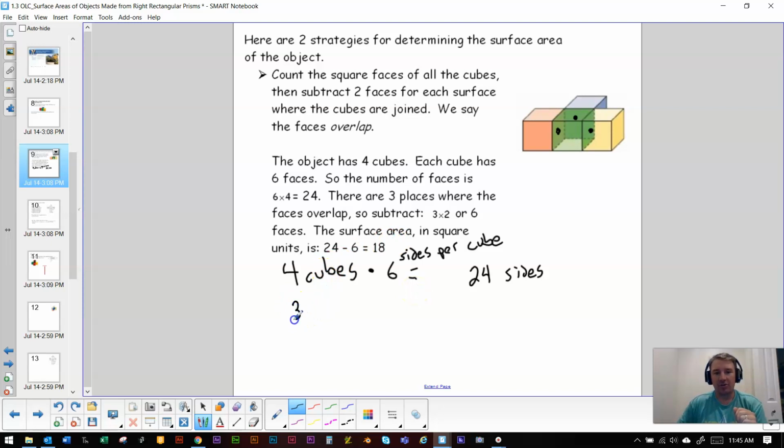So if we've got those 3 interlocking sides, remember we always multiply by 2 because it's 2 put together. So 3 times 2 equals 6. So that's what we have to subtract. So if we go 24 minus 6, and I'll just call these, what should I call these? I'll just call these the overlap because that's the term we probably should be using. And we're left with 18.